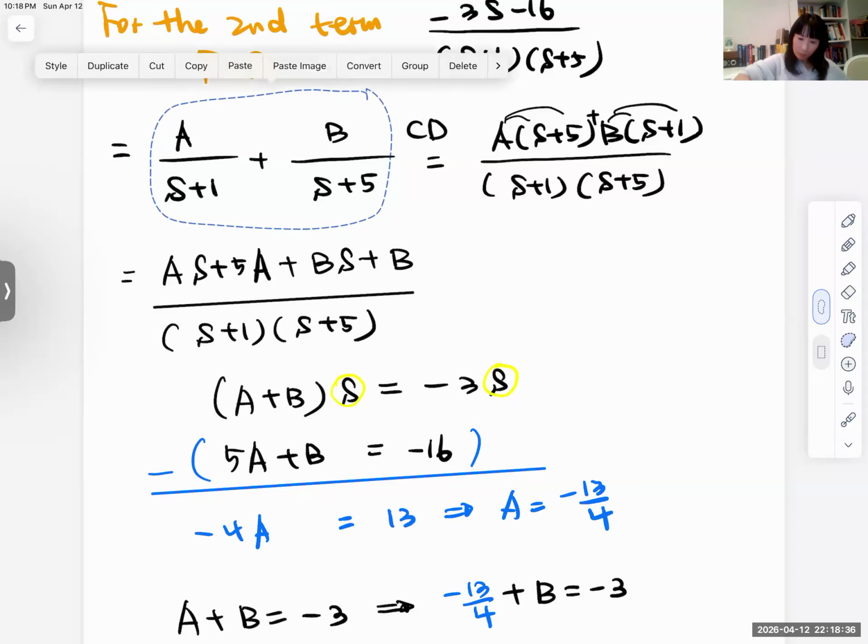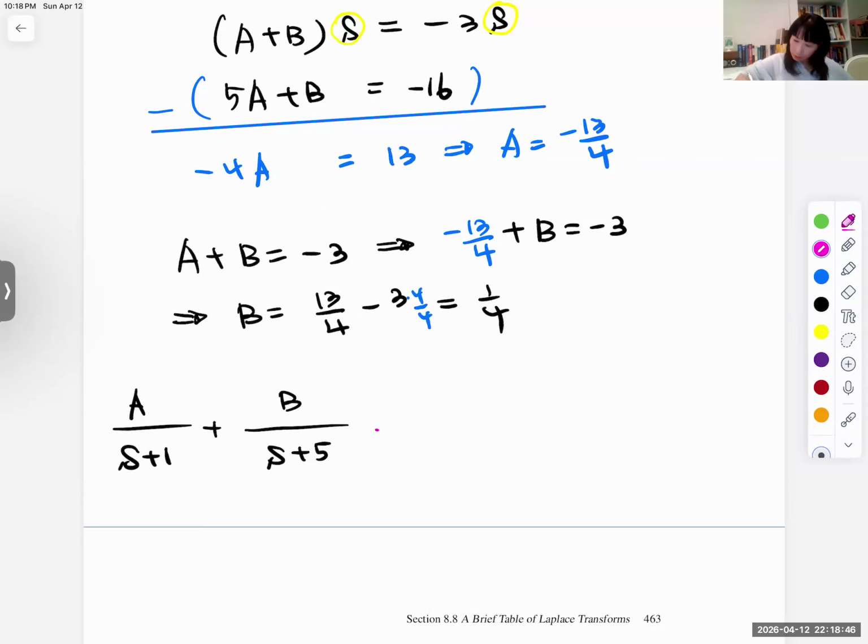So all together we will get A, negative 13 over 4, over s plus 1, plus B, 1/4 over s plus 5, right? Okay. We did that last term, so all together, yeah.